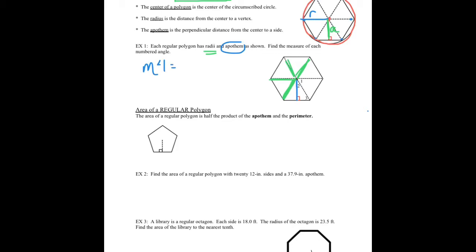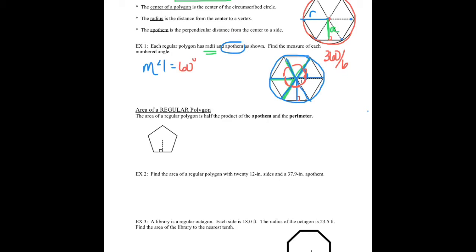So if you didn't remember what kind of triangles are made inside of a hexagon, you could actually circumscribe a circle about this hexagon and then go ahead and count how many angles are there. 1, 2, 3, 4, 5, 6. So 360 divided by 6 is 60. So the measure of angle 1 is 60 degrees.